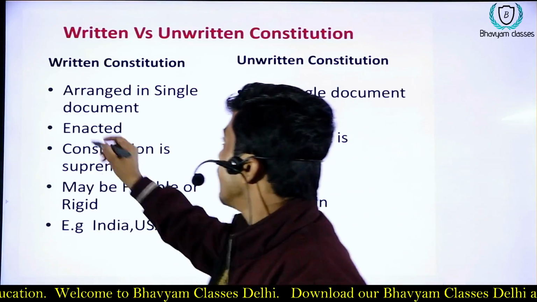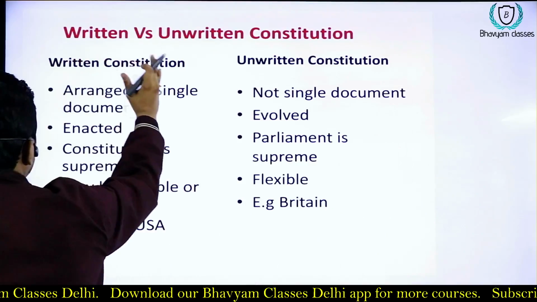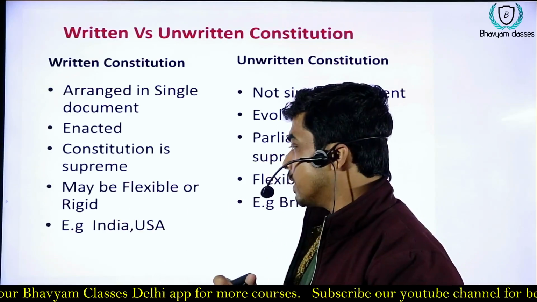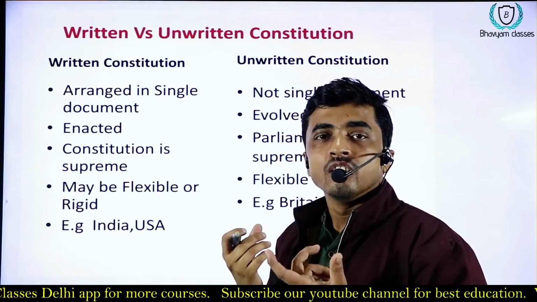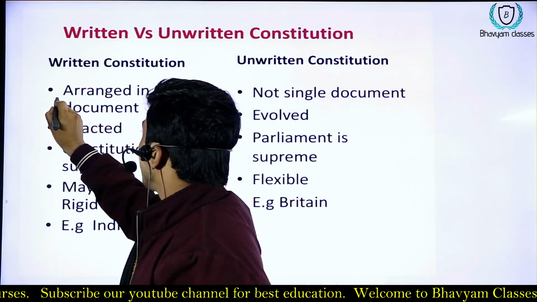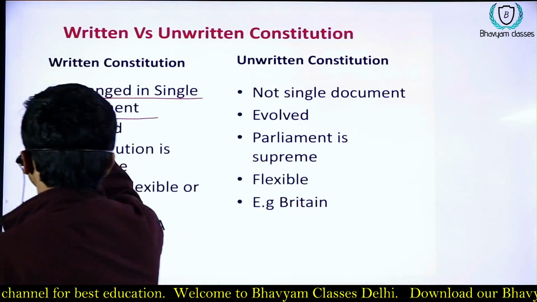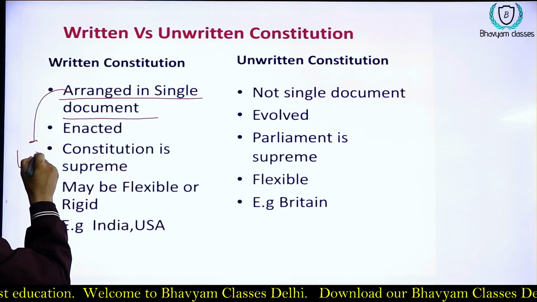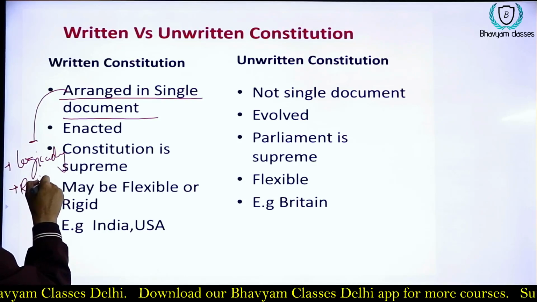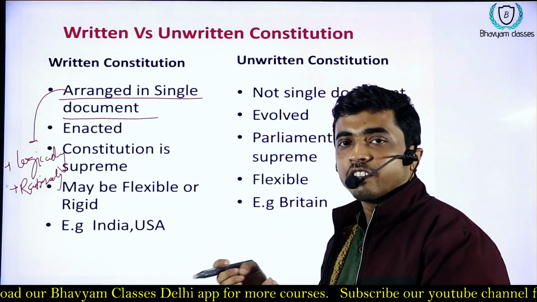We all know India has a written constitution. Written constitution means that we have a single document. We have a constitution that was framed by our ancestors, by the freedom fighters, between 1946 and 1950. Our constitution is arranged in a single document, arranged logically and rationally. It does not mean that we have a single document and it has been written randomly.